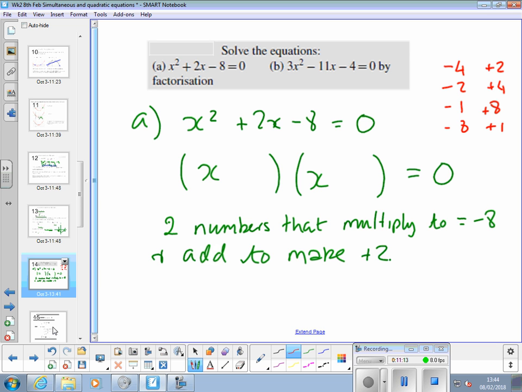Minus 2 and plus 4. So they're the other two numbers that go in here. And let's just look at that out. Times x is x, minus 2 times 4 is minus 8. Yeah? So that's factorised it.